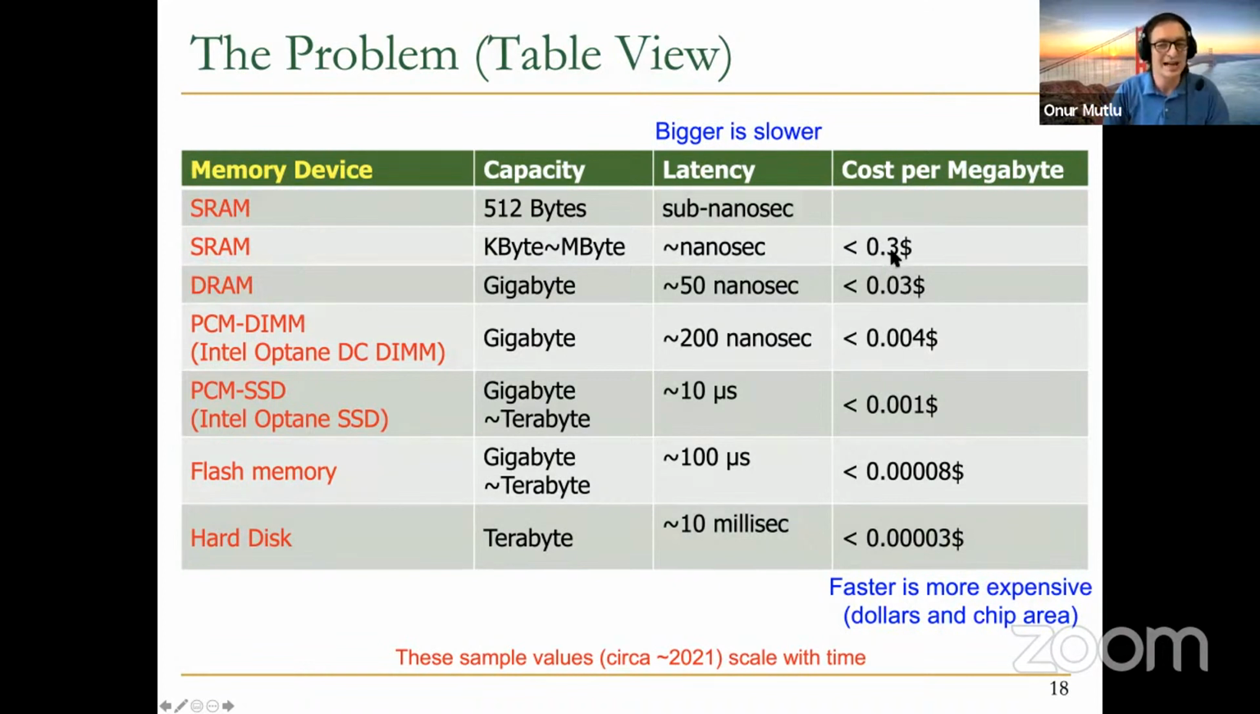It's always instructive to look at these numbers. These are 2021 numbers, and the values also scale with time. If you were looking at these numbers in 2031, due to technology scaling, these numbers will actually reduce in terms of cost, but the latencies are not reducing as much.